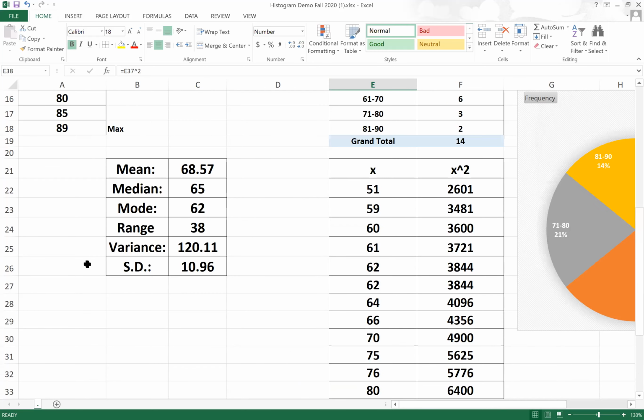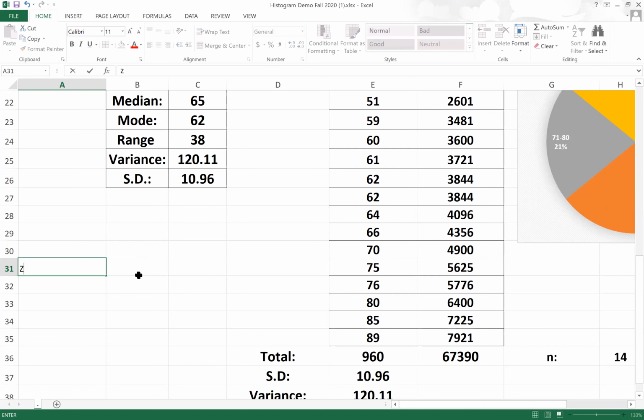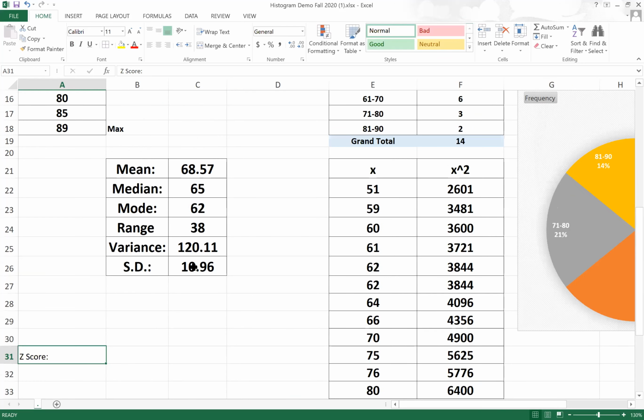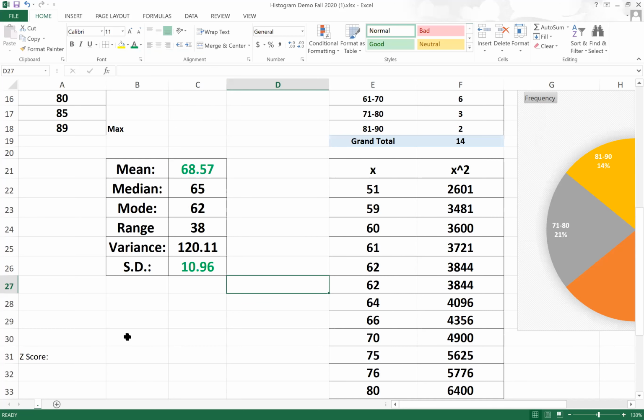Now we have all this work ready, and the next thing is to find the z-score. In order to calculate the z-score, we need a couple of things. We need a mean. We already know that. We need a standard deviation. We know those. These two are the most important things, so let me highlight them in a different color, green, so you know we're going to utilize the mean and the standard deviation.